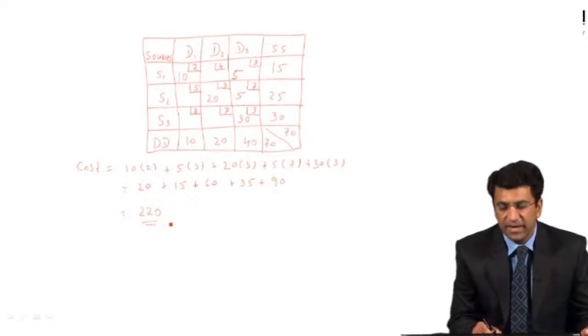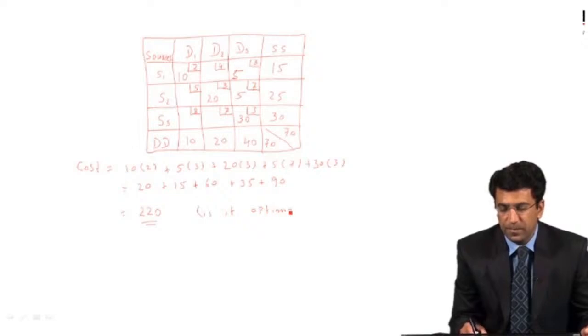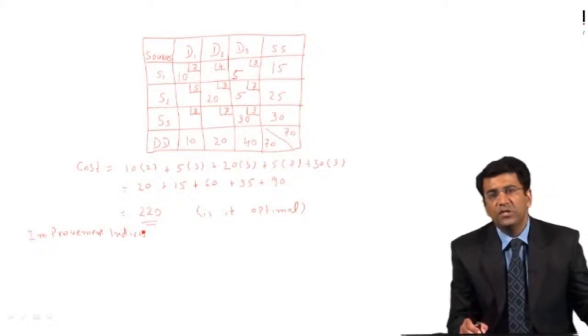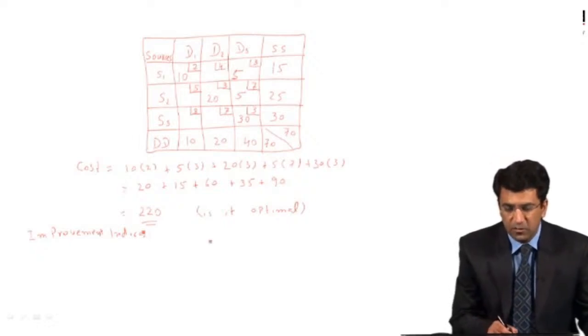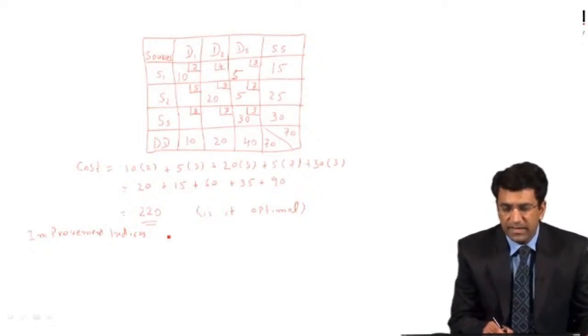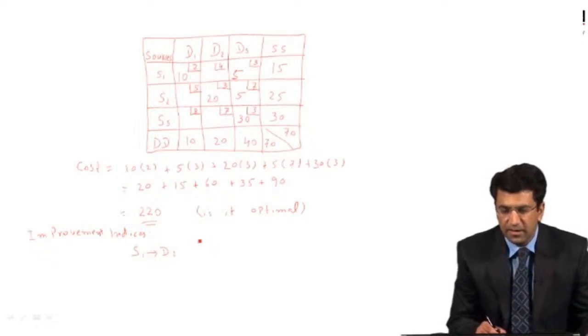Now class, you have noted that our cost has been reduced. But again, we'll have to check whether it is the optimal cost or not. Is it optimal? Again, we'll have to find out the improvement indices for the unoccupied cells. Now in this particular case, the unoccupied cell is S1 to D2. Let's calculate the improvement index for this particular cell.